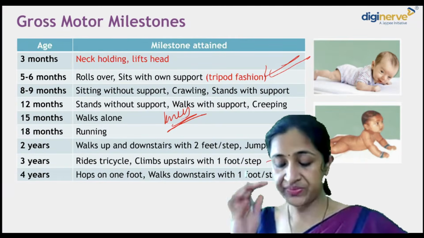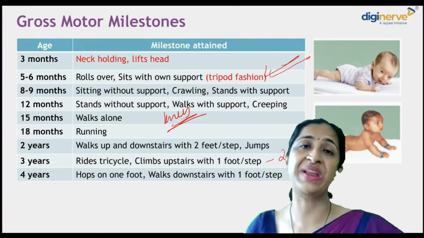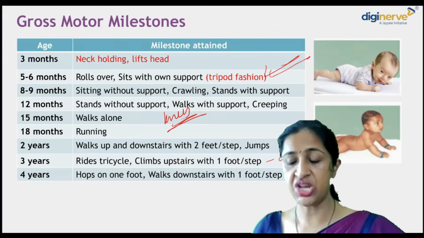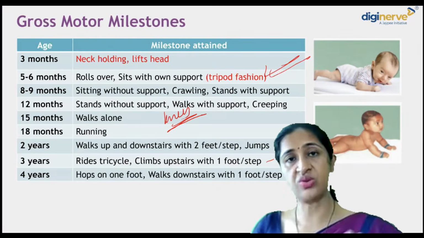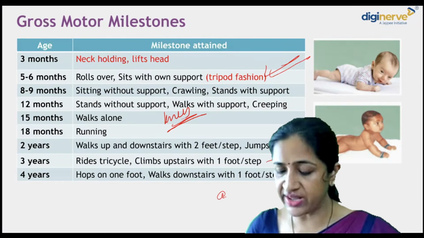Apart from this, the child is also able to run, play simple games, run behind a ball, all these things. 4 years, hops on 1 foot, walks downstairs, 1 foot per step, or what they say, alternating feet. 1 foot up, 1 foot down. So alternating feet is 4 years.